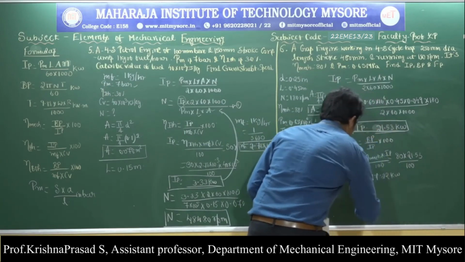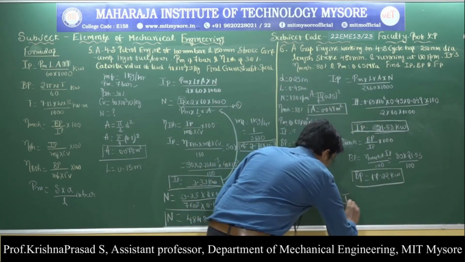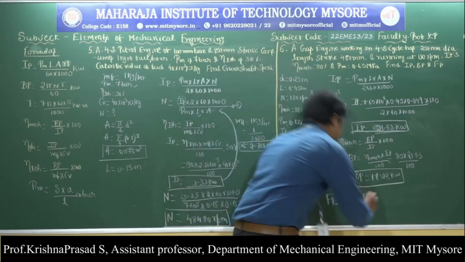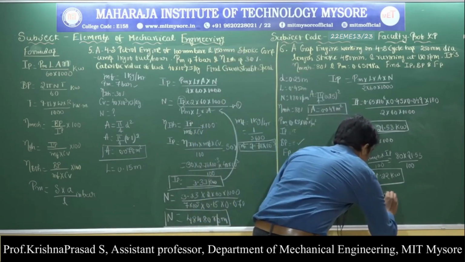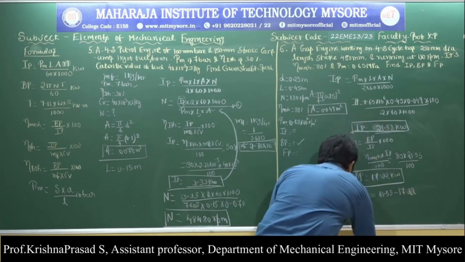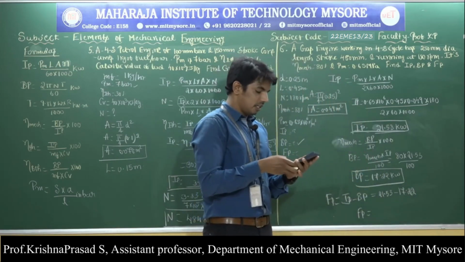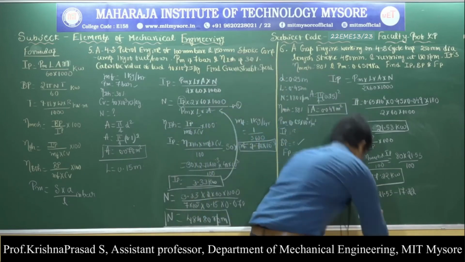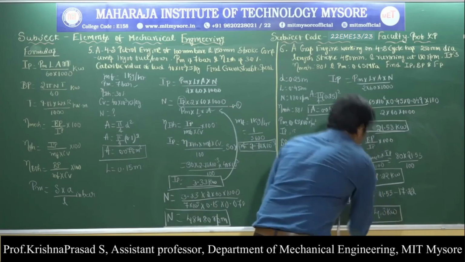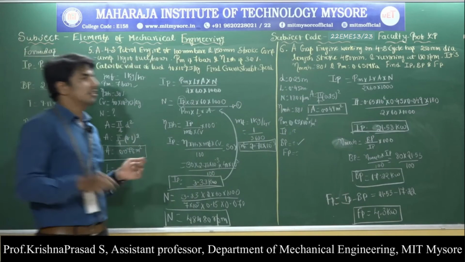and that will be BP equal to 17.22 kilowatt. Finally I need to calculate FP. FP is nothing but the difference between IP and BP. Here IP I got is 21.53 kilowatt minus 17.22 kilowatt. Therefore FP is equal to 21.53 minus 17.22, that is 4.3 kilowatt.